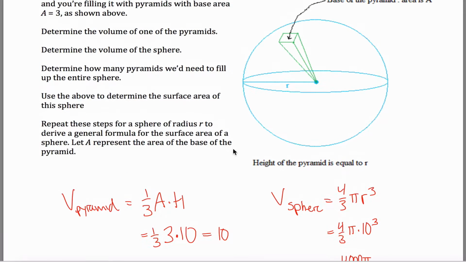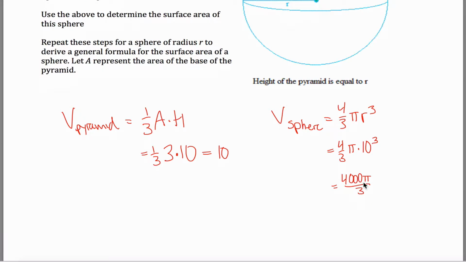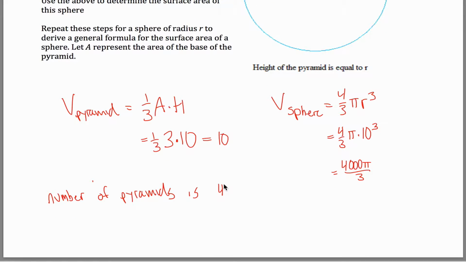I got the volume of my pyramid and the volume of the sphere. Determine how many pyramids we'd need to fill up the entire sphere. If we're going to fill up the entire sphere, we're taking this much volume and filling it up by things of this volume each. So the number of pyramids is this total volume, 4,000 pi over 3, divided by 10 to figure out how many of these 10s go in there. My answer there would be 400 pi over 3.